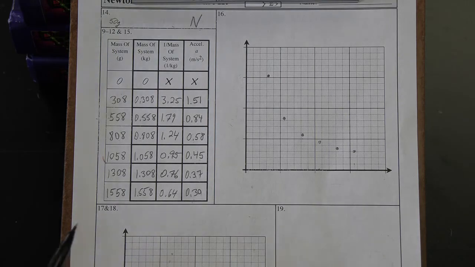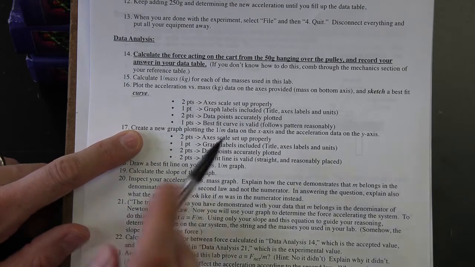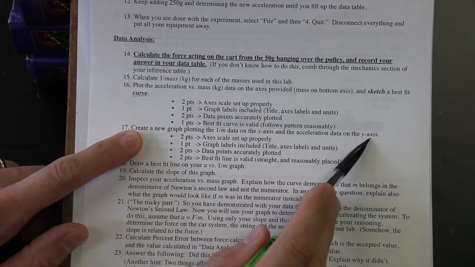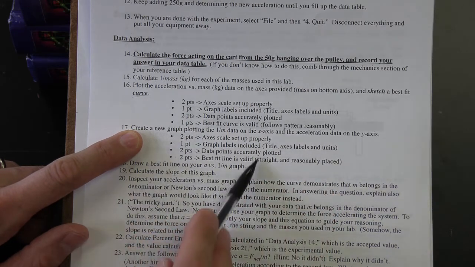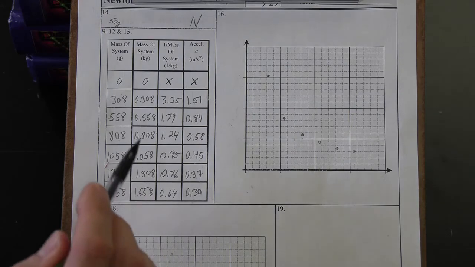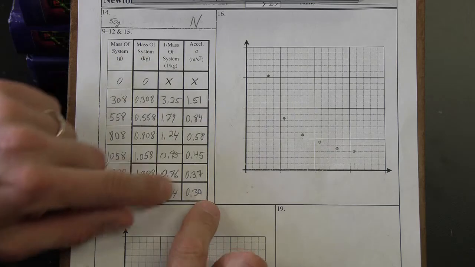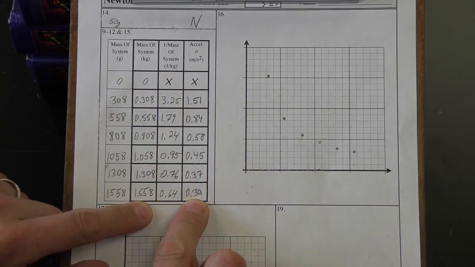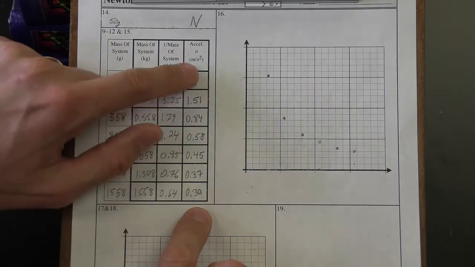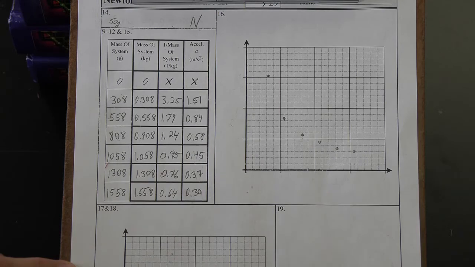Moving on to 17 and 18 right here, we've got create a new graph plotting 1 over m data on the x-axis and the acceleration on the y-axis. And here's how you're going to be graded for those points. We just plotted this column and this column, right? Those two columns. And now we're going to plot this on the x-axis, all of these, and this on the y-axis. Okay, so those two are going to be plotted right here.